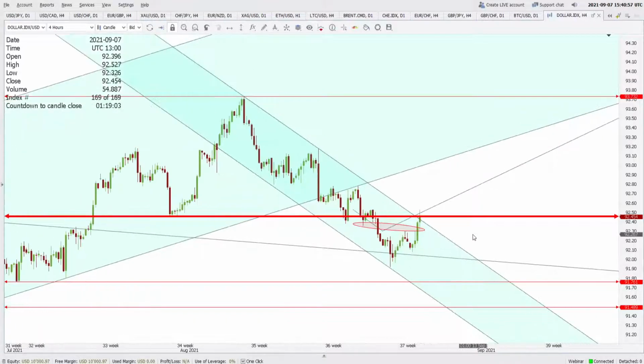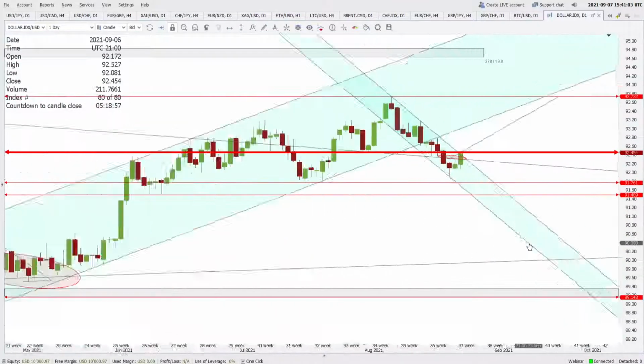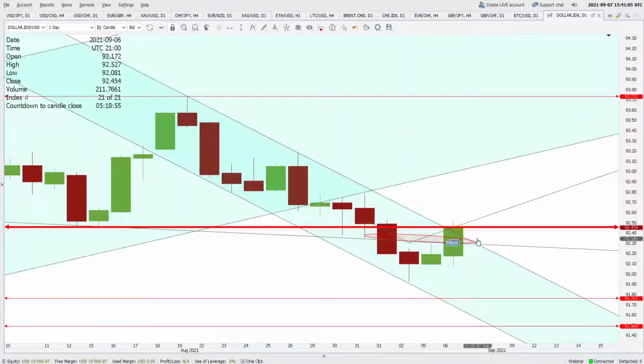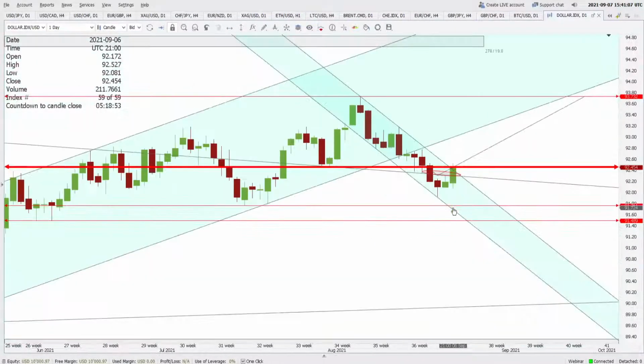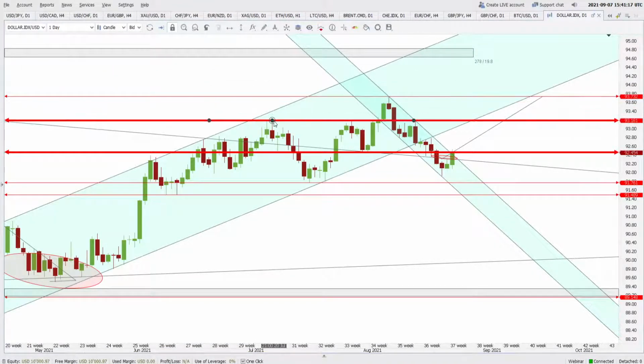But if it is able to close higher than 92.45 on a 4 hourly closing basis, at least I will switch it to daily. So if it closes higher than 92.45 on the daily closing basis, then we can say that, okay, the next levels are these horizontal levels at around 93.18. So these levels will be exposed. Of course, this rising channel support line will be dynamically acting as resistance.